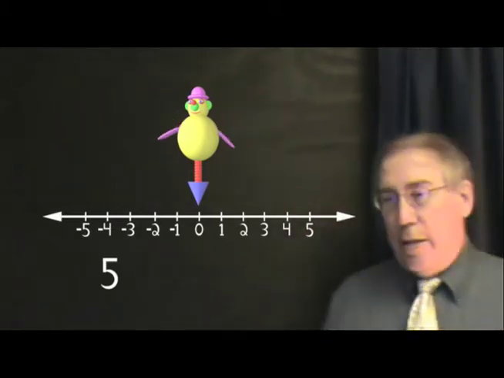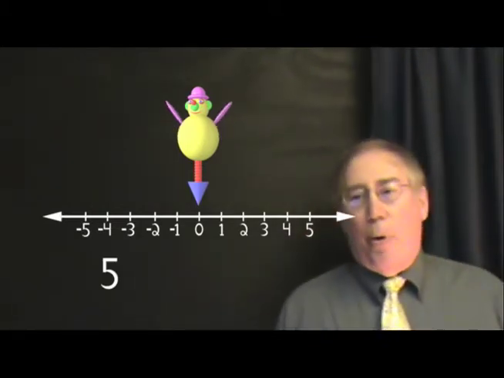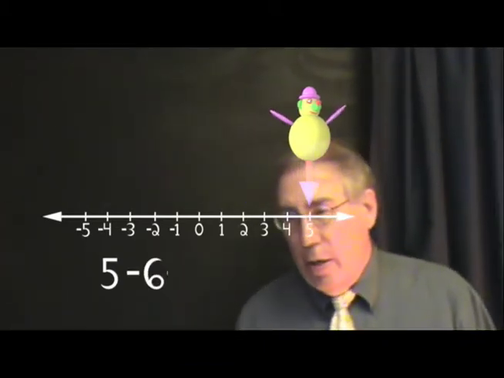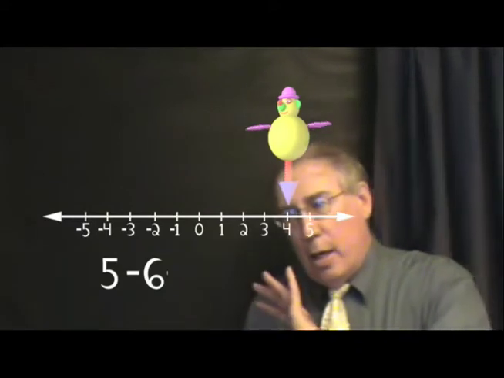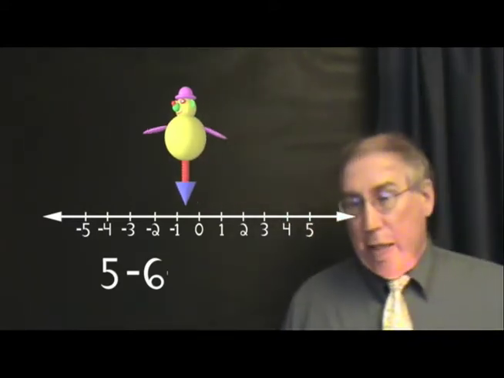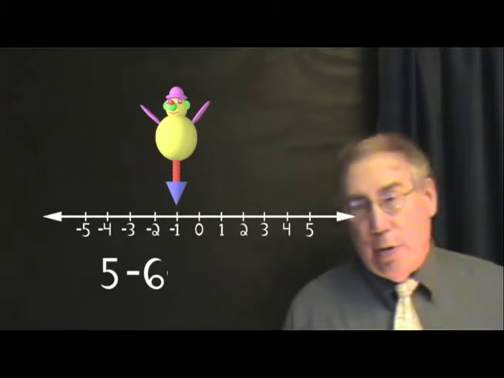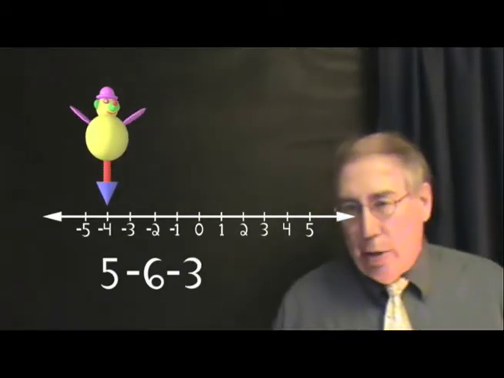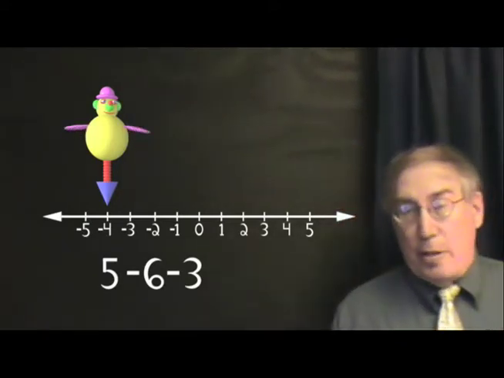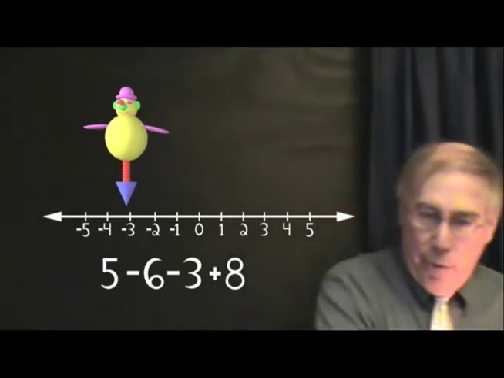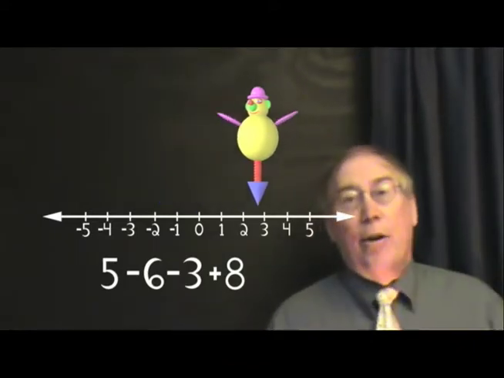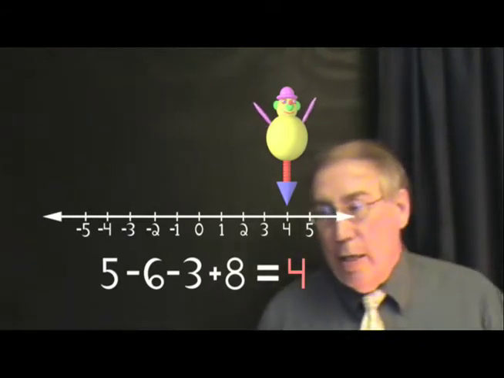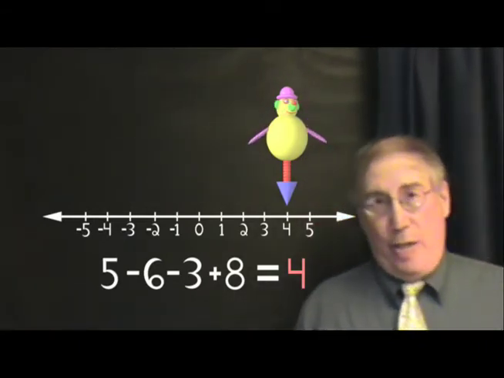So let's reset Dirac here, and let's suppose that we're going to have 5. So he goes 5 in the positive direction on the number line, and then let's say we're going to subtract 6. Then we'll go 6 the other direction and land up at negative 1. And then we're going to subtract 3 more, so we'll land up at negative 4 if we go 3 more to the left. And let's say we add on 8. Then we've got to go 8 in the positive direction, and we'll land up at 4. And that's your answer.